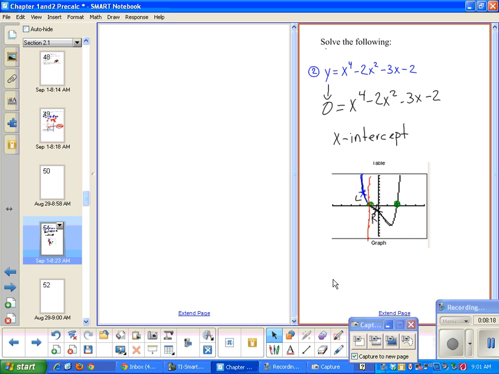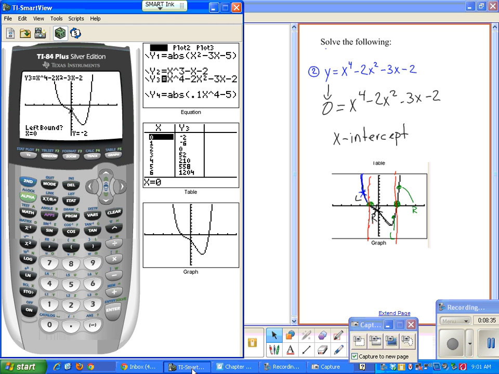And then when you go to do the other point, you've got to make it go down here. This is going to be the left, and somewhere up here is going to be the right, and your calculator will then estimate what that 0 is for you.